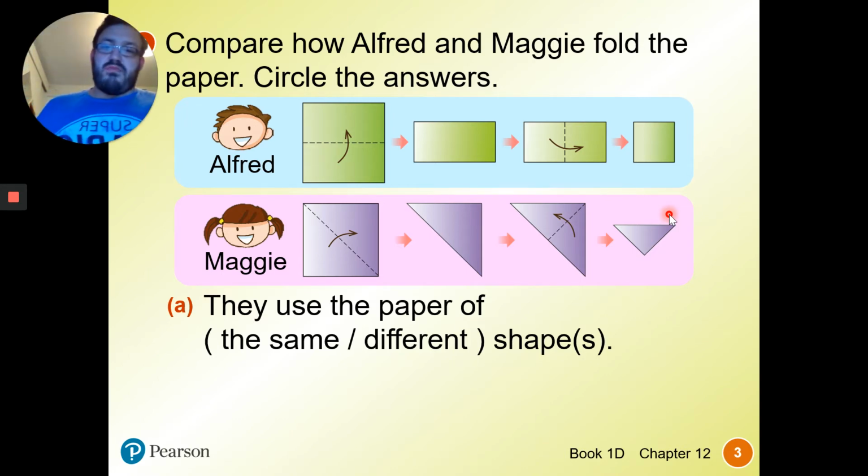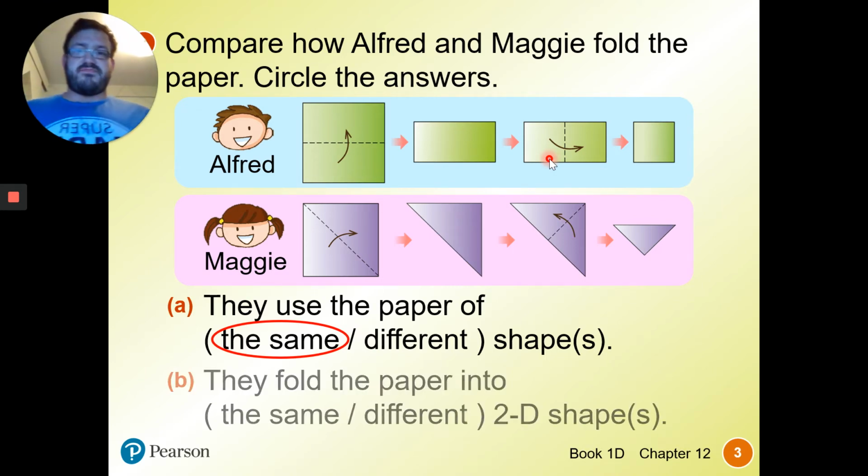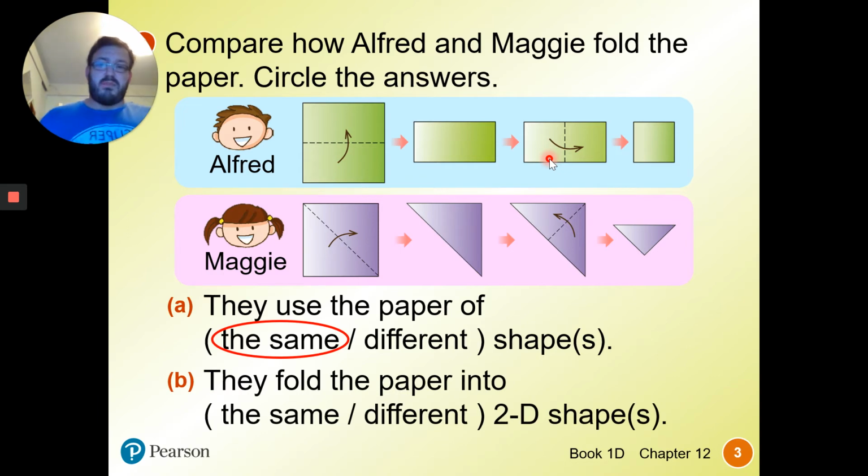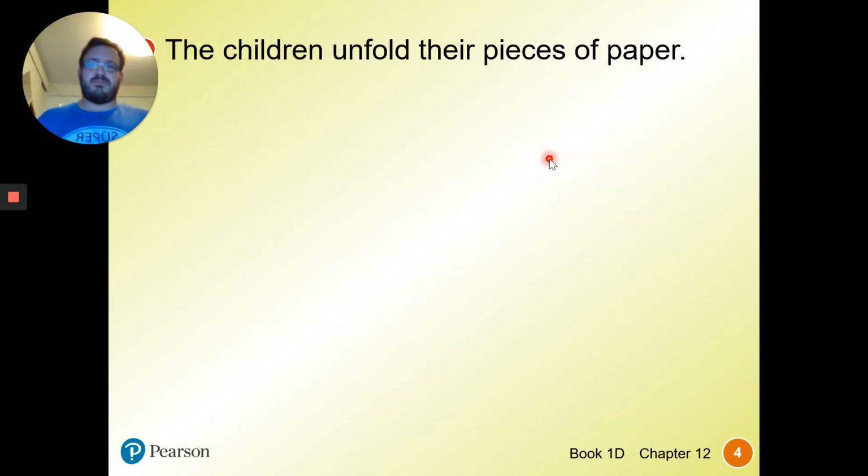What kind of paper do they use? Is it the same or is it different? Well, it's the same piece of paper, even though we've made 2 different shapes. This comes from how we fold it. So they fold the paper into the different 2D shapes. They've used the same paper, but they're folding it in different shapes.